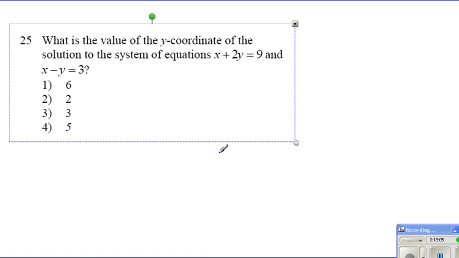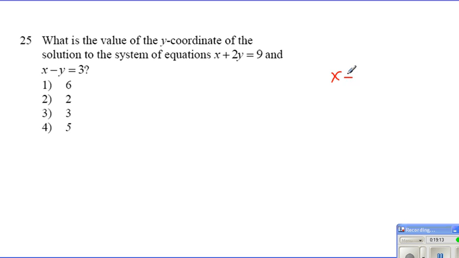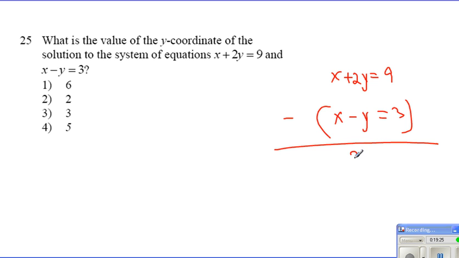Alright, so they're asking for what is the value of the y coordinate. That means what they're looking for is the value of y. So we have x plus 2y equals 9. And the second one is x minus y is equal to 3. Since we're looking for the y value, we can cancel out the x values here. Then we have 3y, which is equal to 6. And y must be equal to 2.